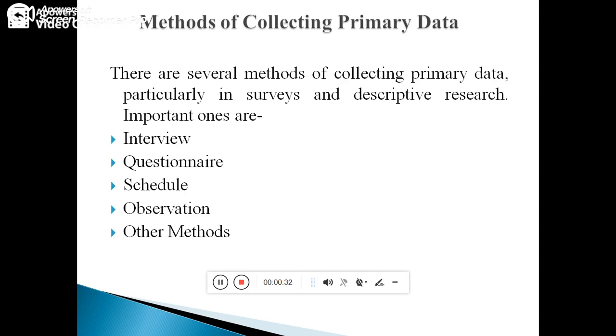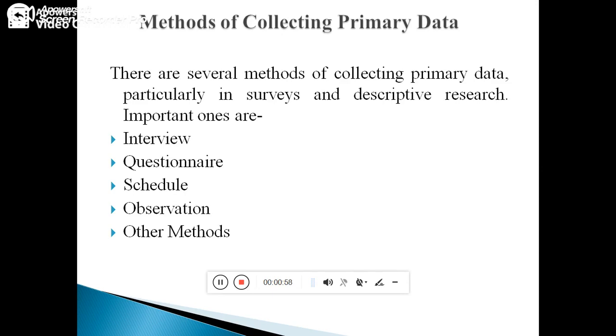So specific questions are asked to the interviewee about a specific topic. In the questionnaire, a form is given to the audience, and multiple choice questions are given there. So they have to give their answers in the form of tick or cross.